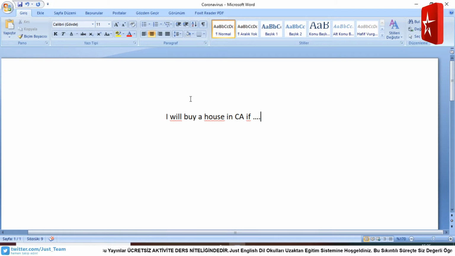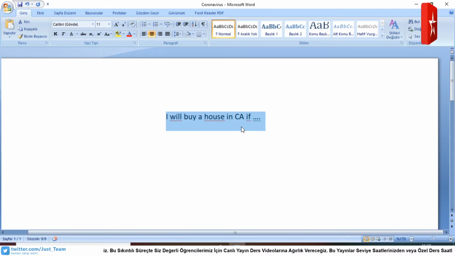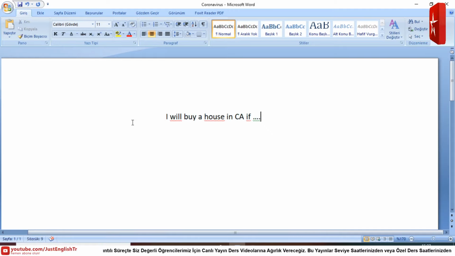Firstly, what kind of sentence is it? I will buy a house in California if I have enough money, if I am rich. Yes. Be careful with the grammar, because one is a past simple, but this sentence is about the first conditional. If it's about the first conditional, so what should we use here?